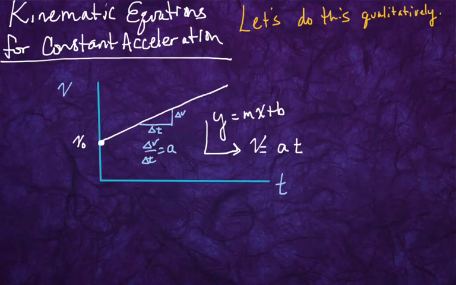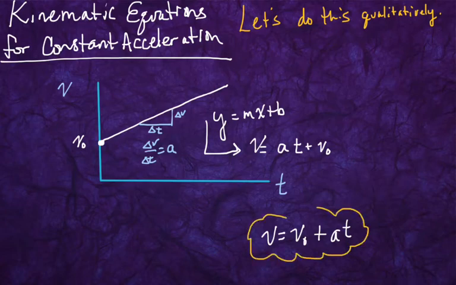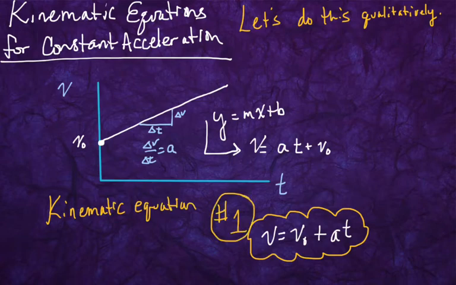We multiply it by time, because that's going to be our x variable, right? Plus our initial velocity, because that would be our y-intercept. Our velocity intercept would be v naught. So here we have v equals at plus v naught, or actually by convention we rewrite it. We put v naught plus at in physics. That's just how we do it by convention. V naught plus at, and this is our kinematic equation number 1: v equals v naught plus at.